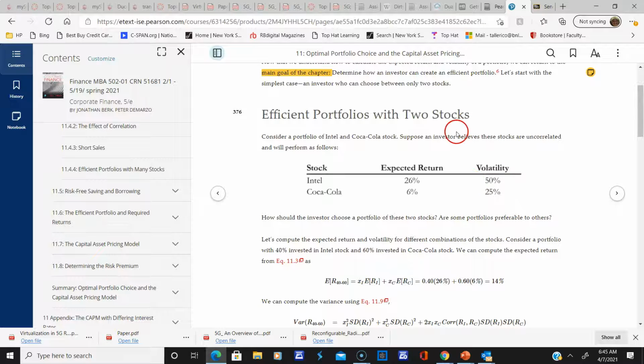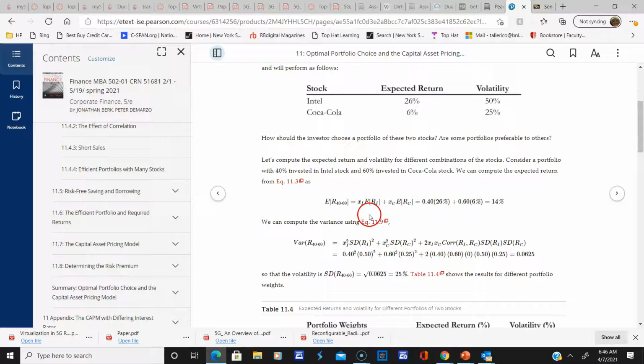Suppose an investor believes these two stocks are uncorrelated and will perform as follows. So let's compute the expected return and volatility for different combinations. We start out with 40% invested in Intel and 60% in Coke. Here's the expected return, here are the weights, and here are the given returns. So the expected return is simply the sum, or 14%.